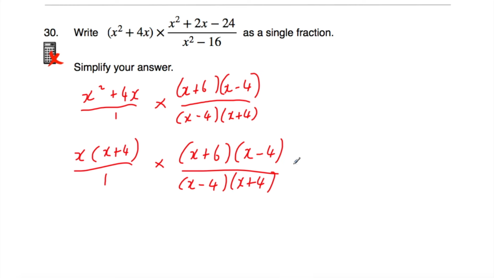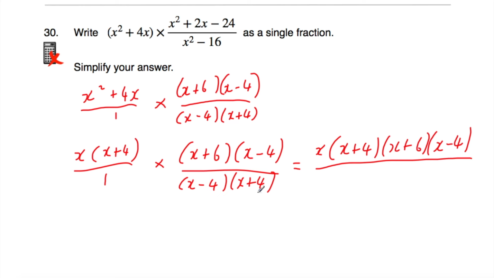I'm actually just going to multiply to begin with, so I'm just going to multiply all of this. So I'm just going to put them all beside each other. So we'd have x(x plus 4)(x plus 6)(x minus 4) on the numerator, just putting those all beside each other. And then on the denominator, we would just have 1 times this, which would just be this.